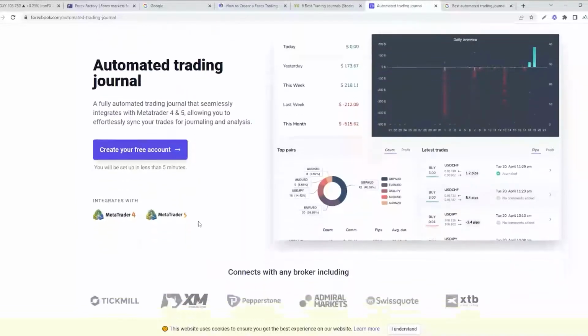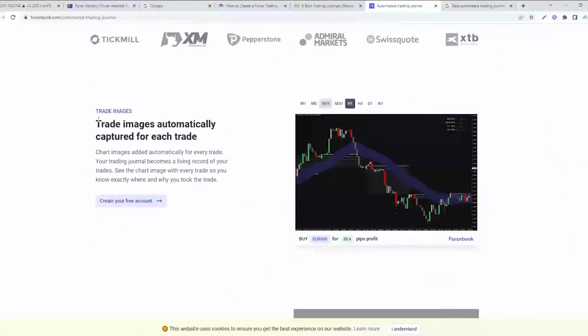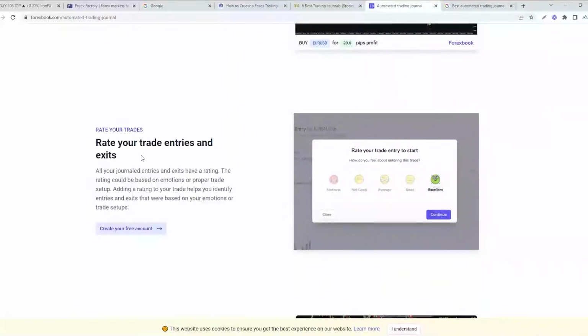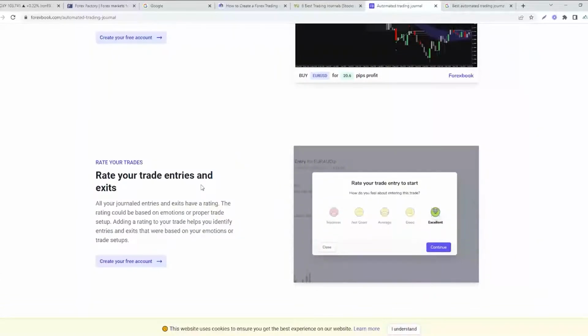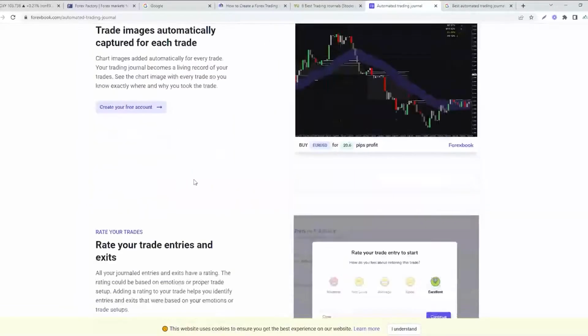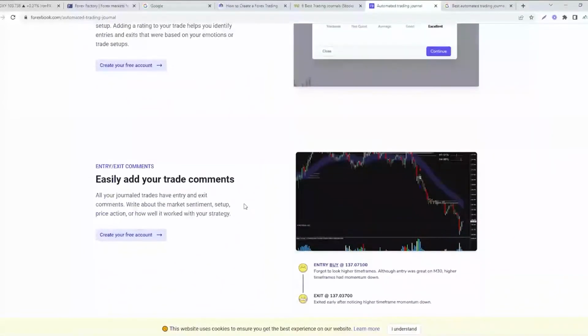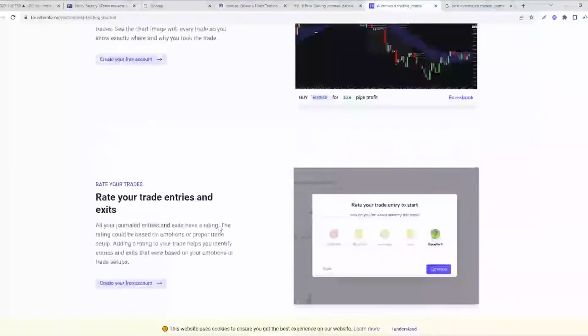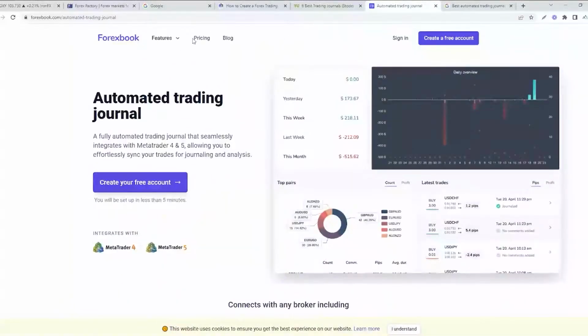It connects with many brokers as well. The trade images are automatically captured for each trade, so that's good. You can also rate your trade entries and exits. I guess it's a personal rating, so I don't know if it's a really good feature, but the fact that it automatically captures your trades is really useful. You can add your comments as well and start journaling the trades. So this is just an example of some of the automated trading journals that are available.